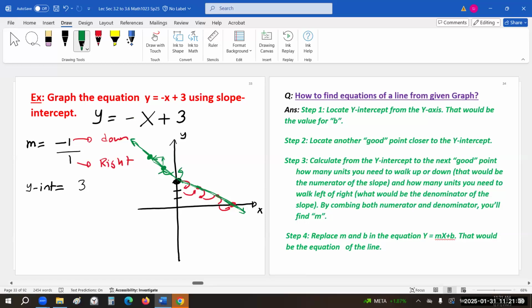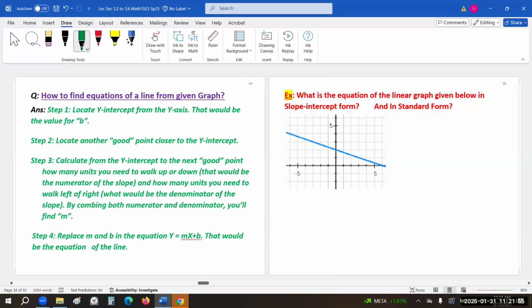Any question? Okay, now we are going the other direction. What if the line is given to us and they want us to find the equation? The line is here. What would be the equation of the line?